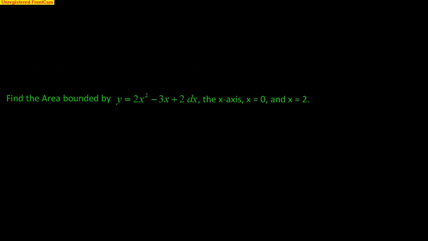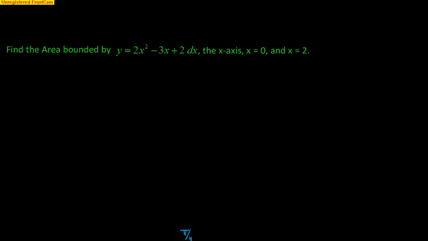I wanted to show you another one right here. It says find the area bounded by y equals 2x squared minus 3x plus 2, the x-axis, and x equals 0 and 2. This is just a fancy way of writing out the integral. So really all this is the integral from 0 to 2. That's where these bounds come in, 0 to 2. The x-axis just means we're in the first quadrant. And here's your function, 2x squared minus 3x plus 2. So that's just in words.